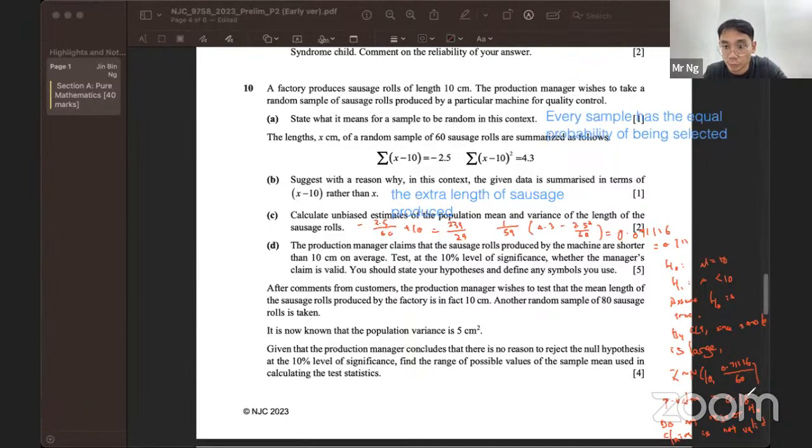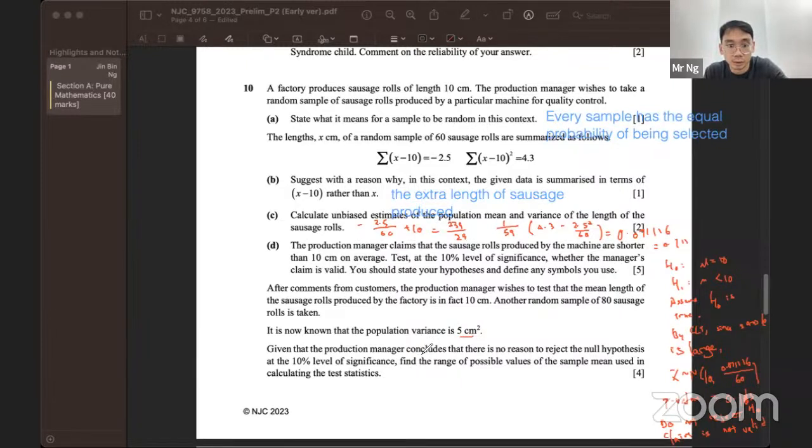Okay, sorry, 0.113. I put the standard deviation wrongly, so this thing is 0.7. Okay, so after comments from the customer, who wish to test the mean, it's in fact 10. And now the population variance is this thing.